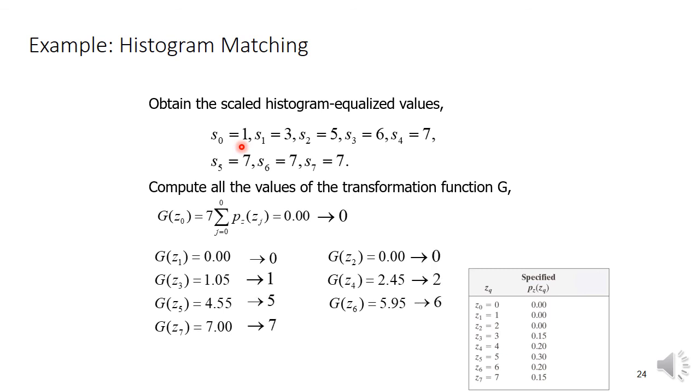So here you can see that according to that transformation, the value of s4 was 7. And here the computed transformation function g gives z for the intensity of 2.